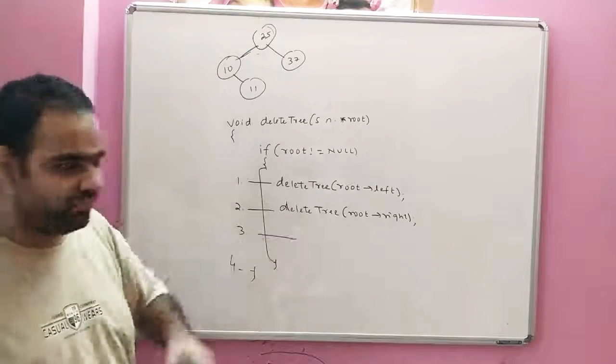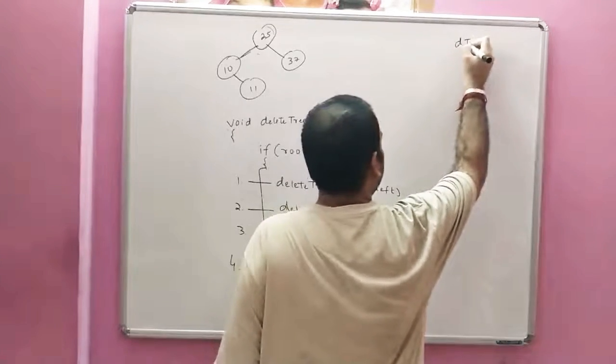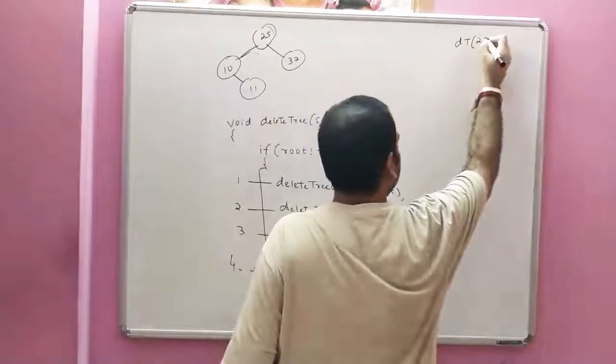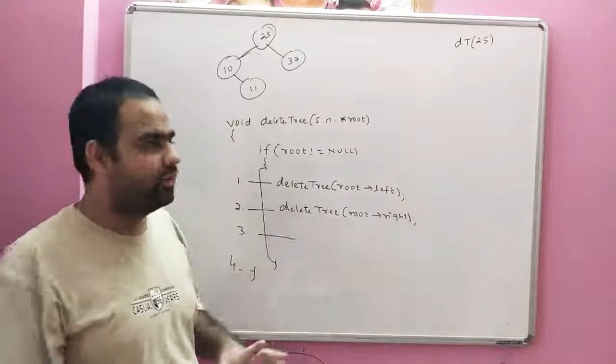Suppose this is what I have written. I am missing one line. I will execute this. Now we say delete tree of root. What is the value of root? That I have taken to be 25. Okay. Now is 25 not equal to null? Yes. You execute line number 1.